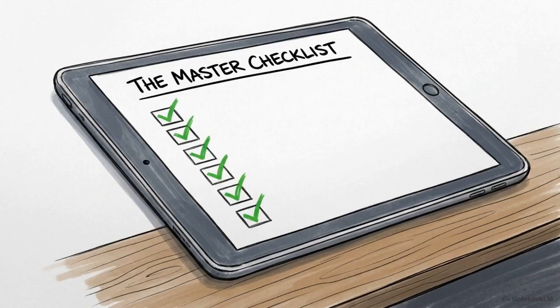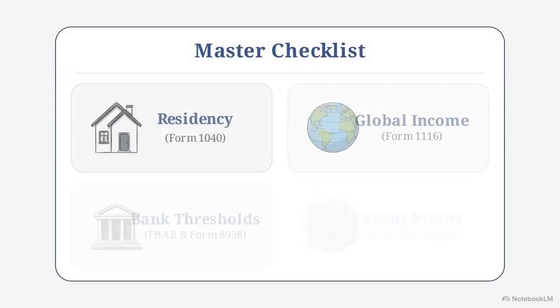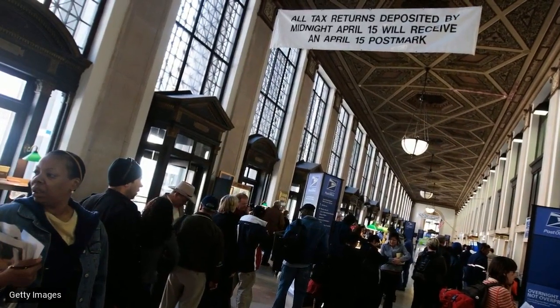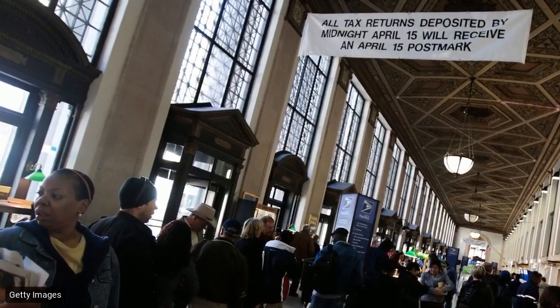The items you checked off on our master checklist dictate your filing method. Do not force a complex international financial situation into basic tax software. Take a look at our completed checklist. We have determined your residency for Form 1040, identified global income for Form 1116, and checked the threshold for both the FBAR and Form 8938. All of these forms share one absolute deadline. Both your tax return and your foreign bank account report are due on April 15th.